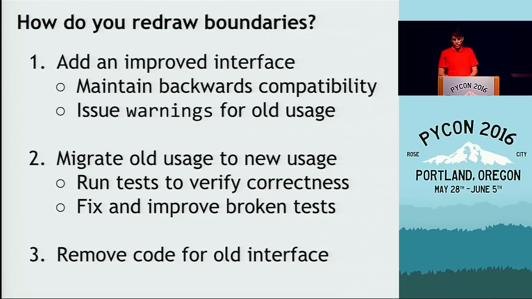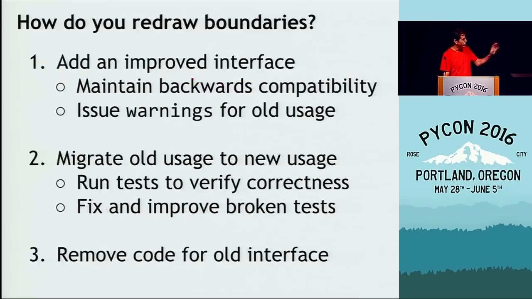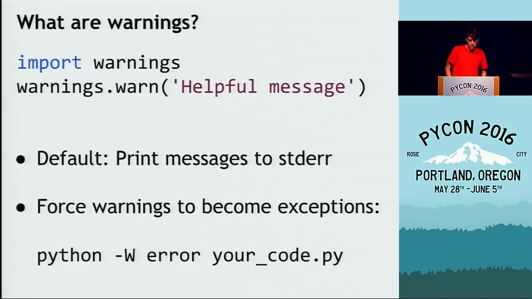You issue warnings for any old usage, and I'll get to what that means in a second. Then you spend as much time as you can migrating all of the old usage into the new usage so that you can get rid of the old code paths. And so once you do the migration, you run tests, you verify they're working, you improve those tests, and at the very end, you get to remove the code for the old interface. So you've refactored everything, you're done, you can get rid of the second path. So this is what I'm going to try to show you on that class.